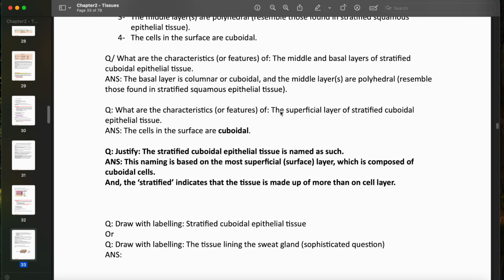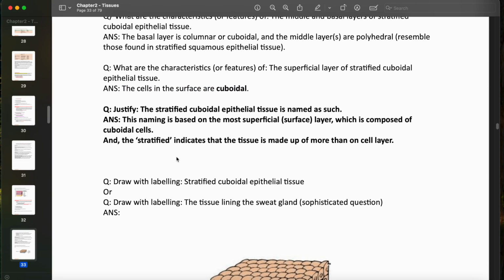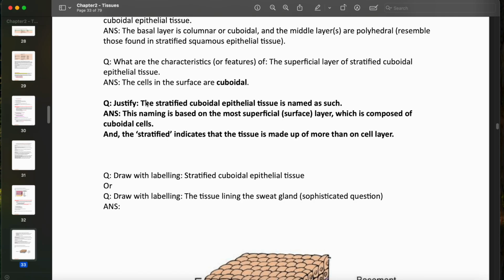What are the features of the superficial layer? Of course, the cells are cuboidal. This is very easy. Justify why the stratified cuboidal epithelial tissue is named as such. Why do we call it stratified cuboidal? The naming is based on the most superficial surface layer, which is composed of cuboidal cells. And stratified indicates that the tissue is made up of more than one cell layer.